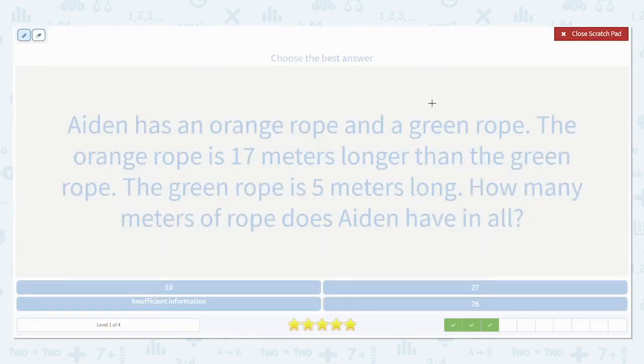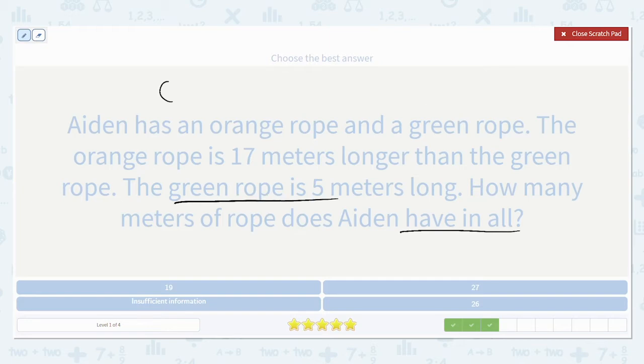Again, the first thing we want to do: what is the question asking? How many meters in all? So we want to know orange plus green. We know green is 5. The problem already tells us that. So we better figure out what orange is.